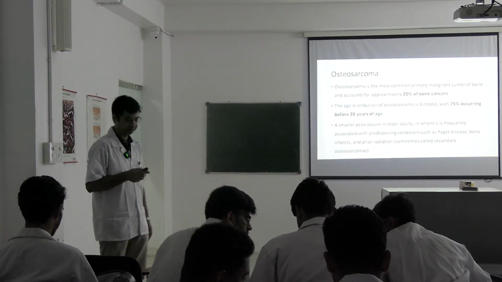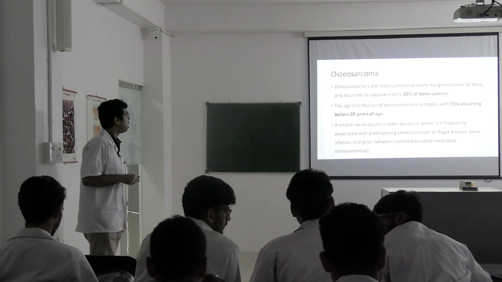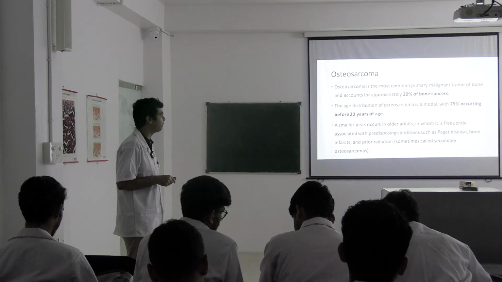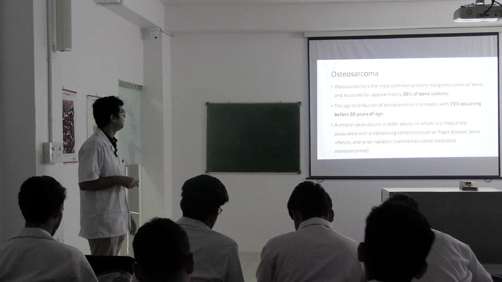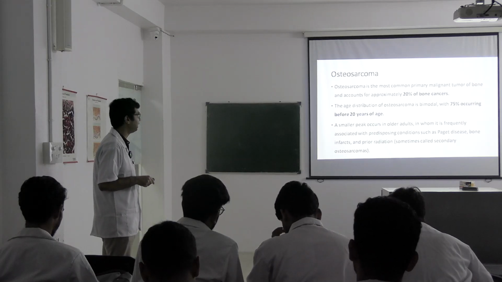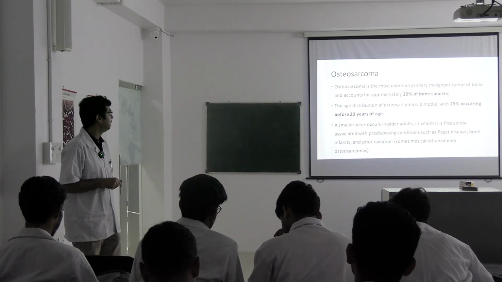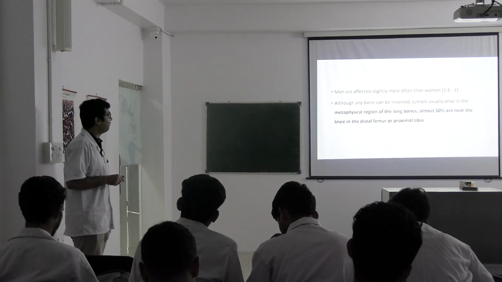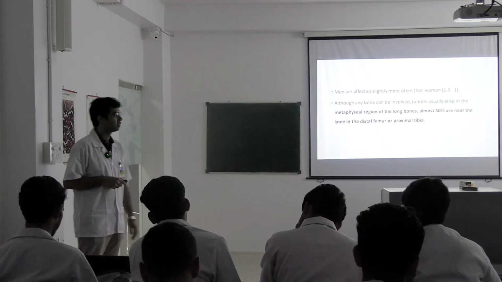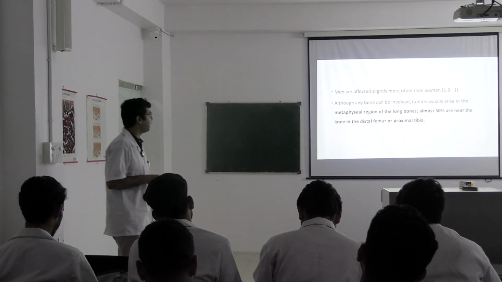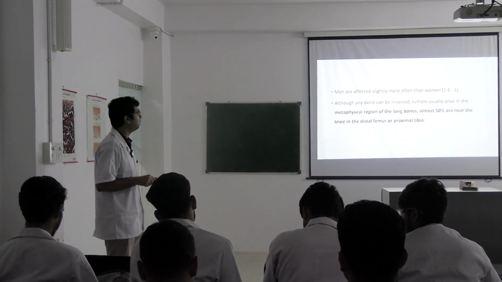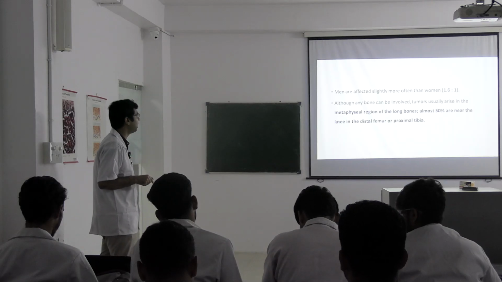Now, osteosarcoma. Osteosarcoma is the most common primary malignant tumor of bone and accounts for approximately 20% of bone cancers. The age distribution of osteosarcoma is bimodal, with 75% occurring before 20 years of age. Men are affected slightly more than women. Ratio is 1.6:1. Although any bone can be involved, the tumor usually arises in the metaphyseal region of the long bones. Almost 50% are near the knee in the distal femur or proximal tibia.